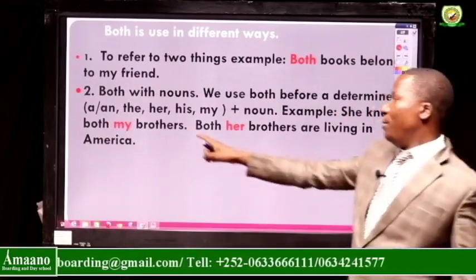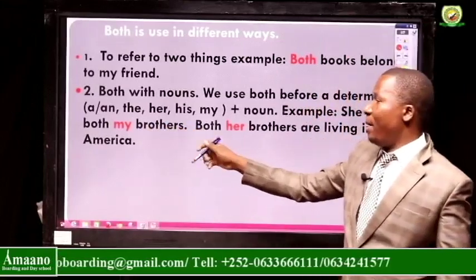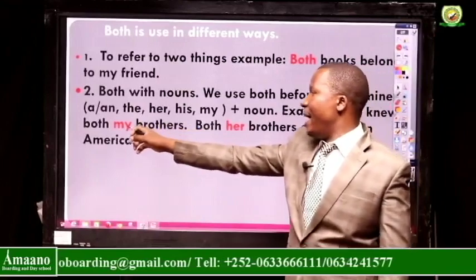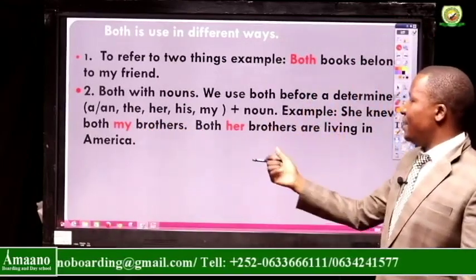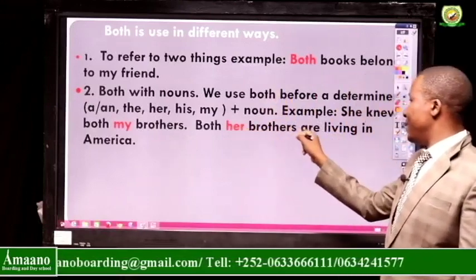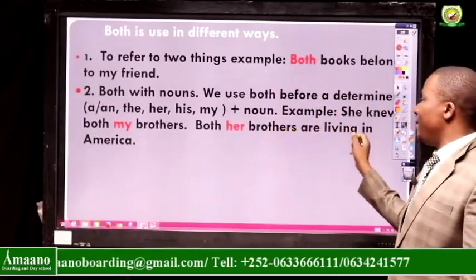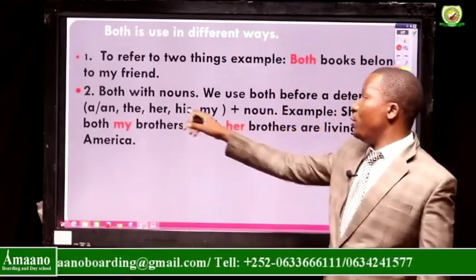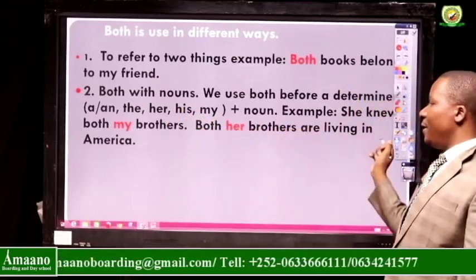She knew both my brothers. Remember, I've used a determiner there, my. She knew both my brothers. Brothers is the noun. So both her brothers are living in America. Her, we are using the determiner there. Both her brothers are living in America.